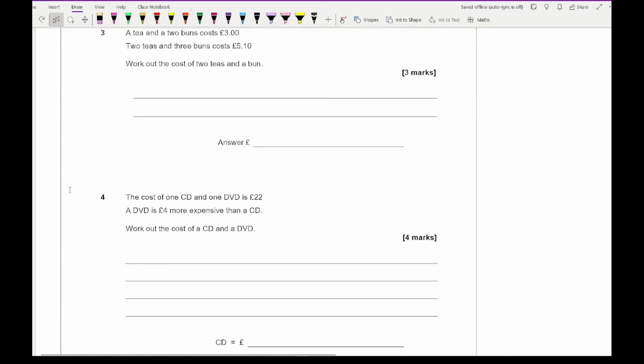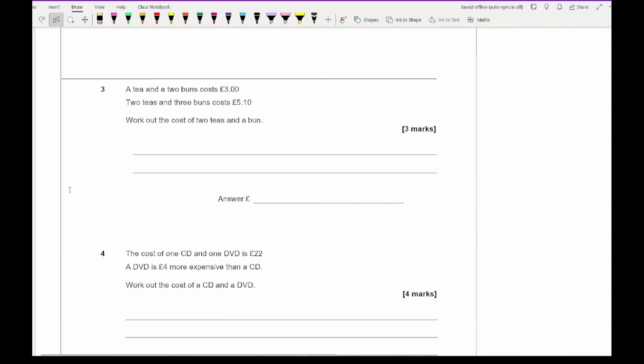Moving on to question 3, it says that a tea and 2 buns cost £3 and 2 teas and 3 buns cost £5.10. Work out the cost of 2 teas and a bun. So first of all, let's convert this using algebra. So what I've got is t plus 2b equals £3, and I've got 2t plus 3b equals £5.10.